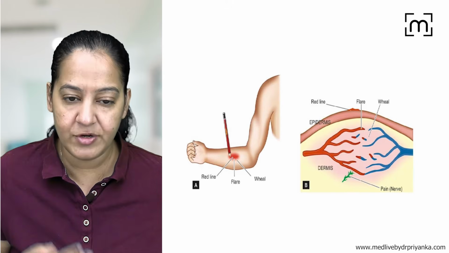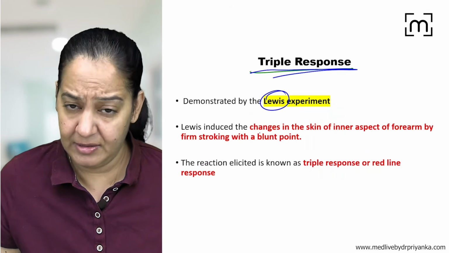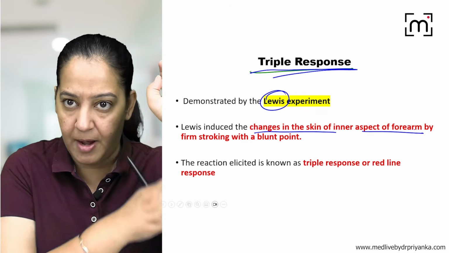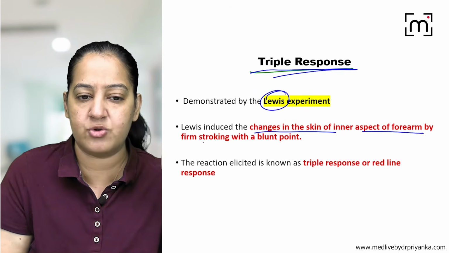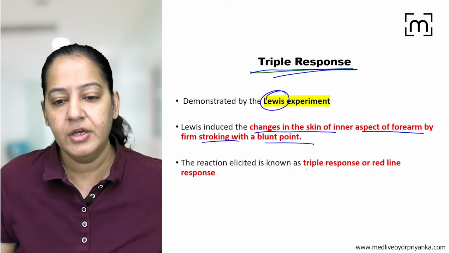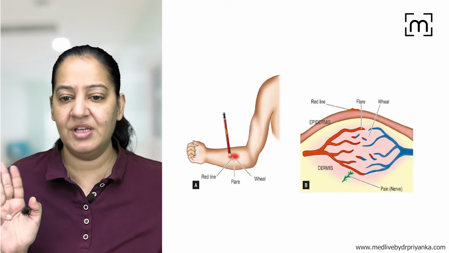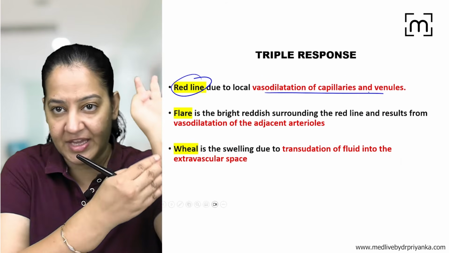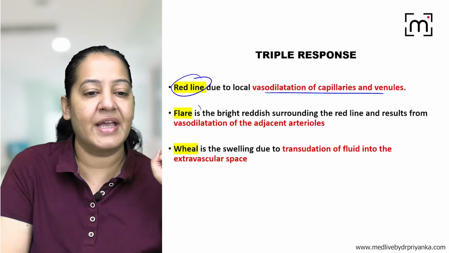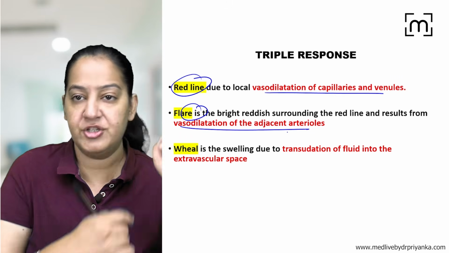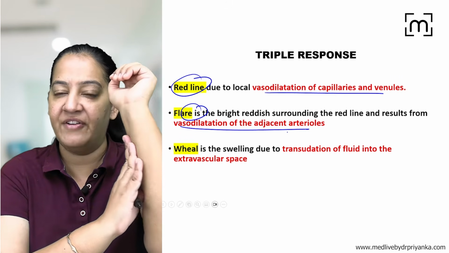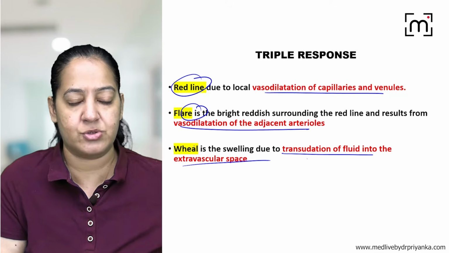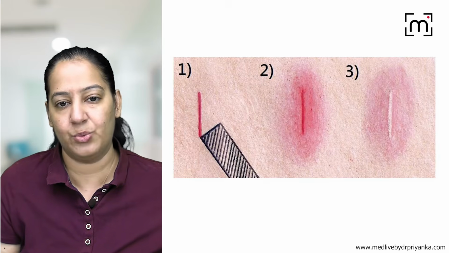So can you tell me the reason for this? So Lewis has seen the changes in the skin on the inner aspect of the forearm when injury is given, the stroke is given from a blunt object. So it is triple response. Three things happen one by one. First is red line due to the vasodilatation of the capillaries in this portion. The second is the flare due to vasodilatation of the adjacent arterioles. And finally, the complete area swells up due to transudation of the fluid into the extravascular space. This is known as wheal, right?